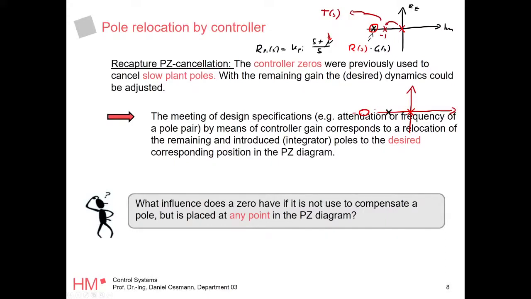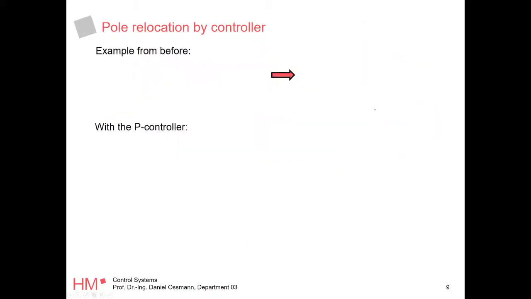We don't place the zero above a pole, we place it anywhere we like in the pole zero map. There must be a strategy, right? And the next slides are intended for us to figure out what's actually happening when we close the loop.